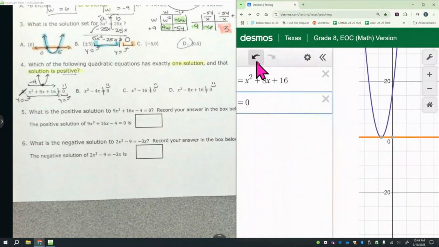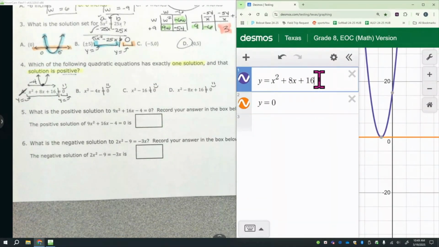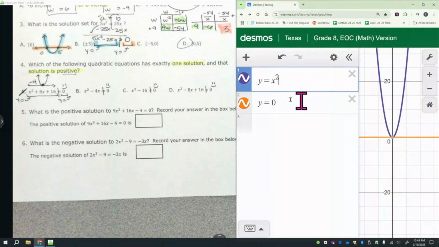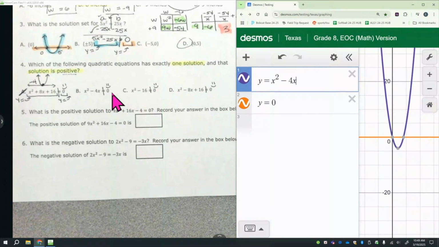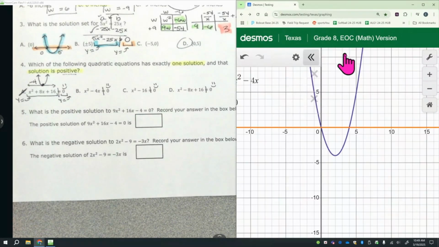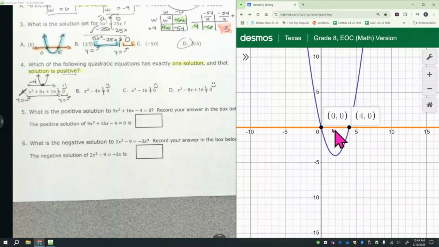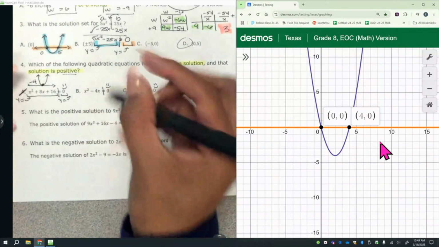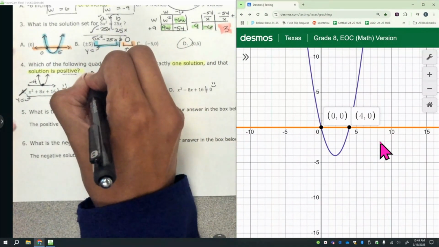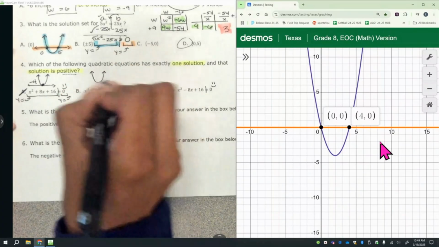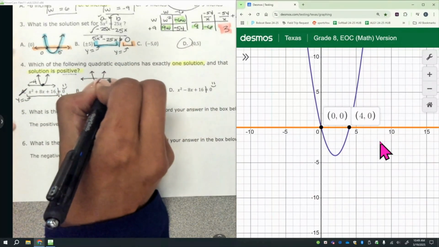So let's try B. We have x squared minus 4x, and that's it. So let's look at our graph. How many times does it touch my x-axis? It touches 2 times, which means I have 2 solutions. So again, we're going to draw a picture here. Here's my parabola, and it crossed through twice.